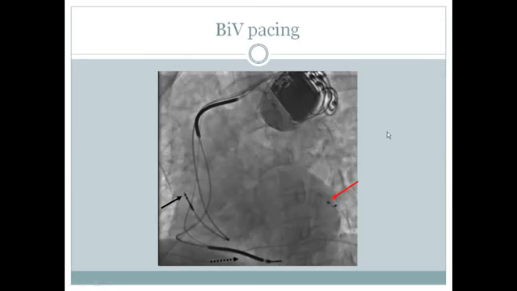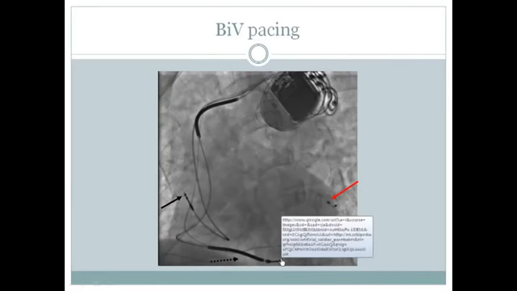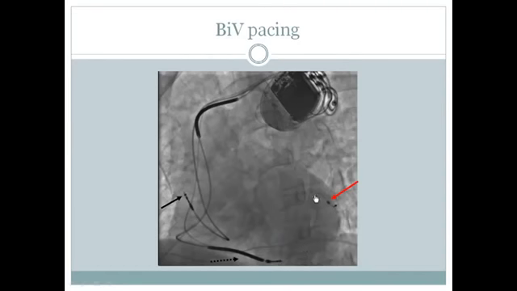So what is this? We have three leads. One lead comes down all the way to the right ventricular apex. One lead comes up to the right atrial appendage, and the third lead comes down, the thin one, enters into the right atrium, enters into the coronary sinus, goes up the coronary sinus, and into one of the lateral branches, and this is the lead on the left ventricle.